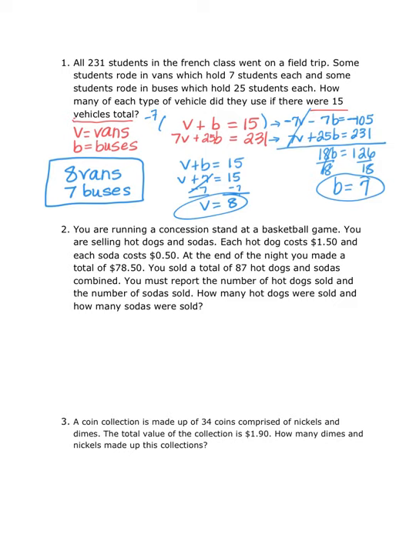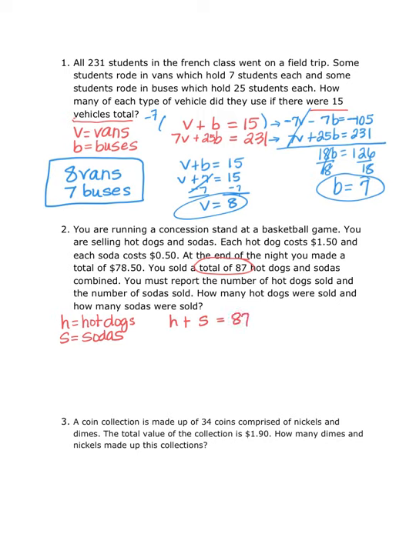So I'm going to start by defining my variable. I'm going to let H equal hot dogs, and I'm going to let S equal sodas. Okay, I'm going to start by writing my first equation, which is going to be my total. So if I read in my problem, I see right here I have a total of 87 hot dogs and sodas. So H plus S equals 87.